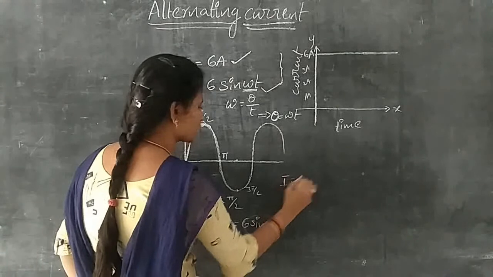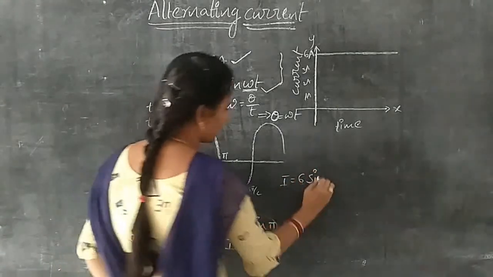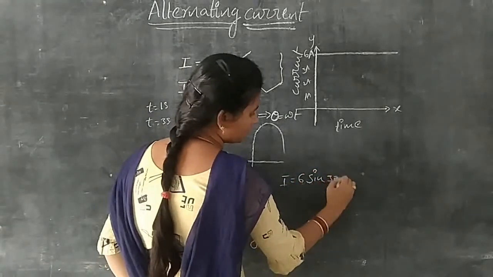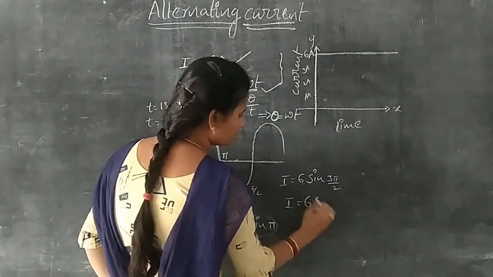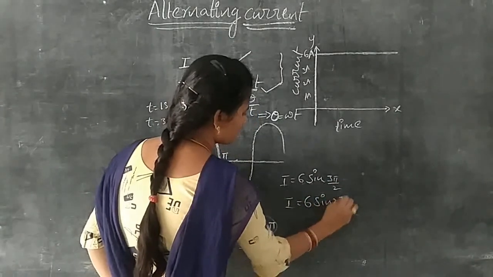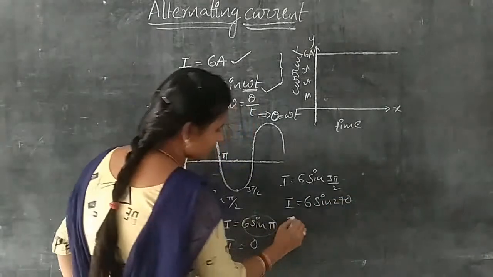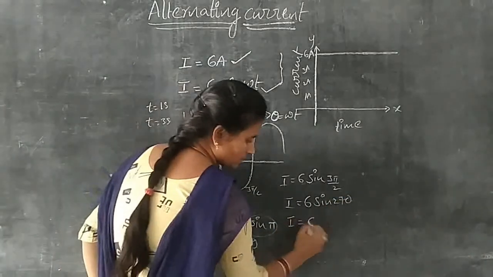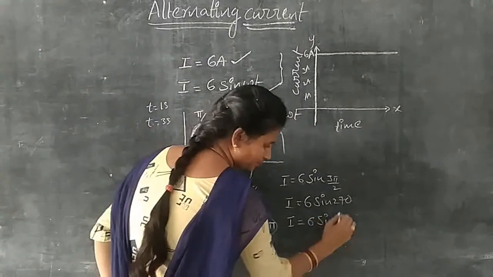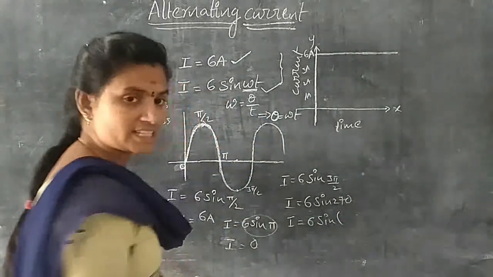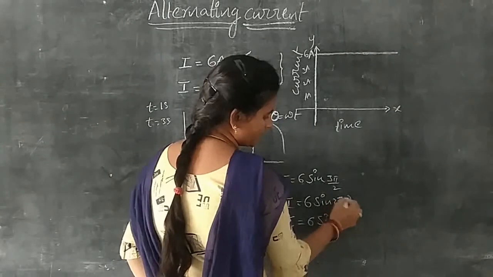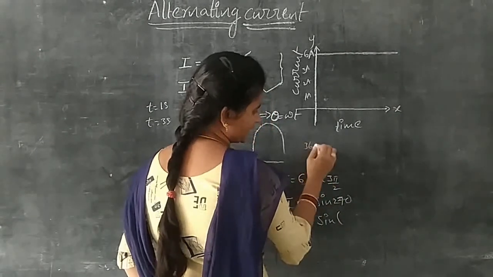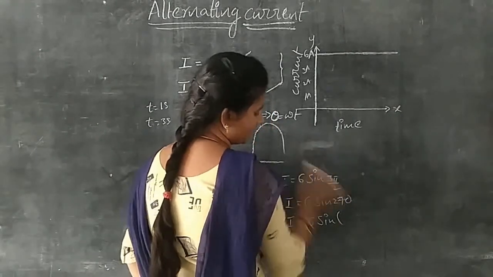So I is equal to 6 sin 3 pi by 2, which is nothing but 270. So I is equal to 6 sin 270, and 270 is nothing but 360 minus 90.